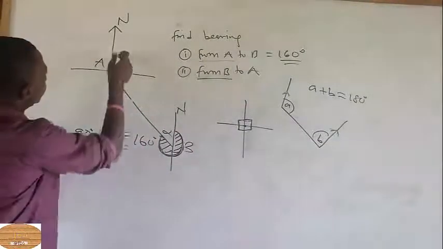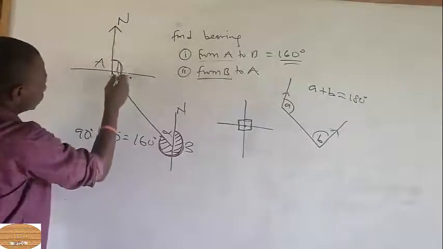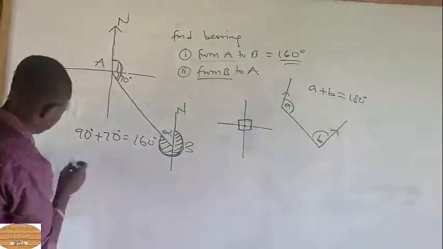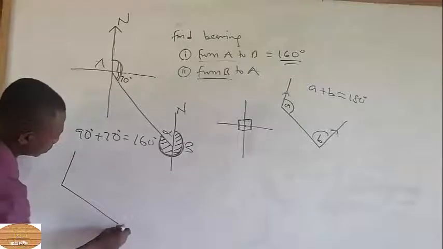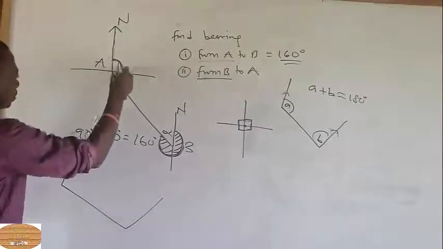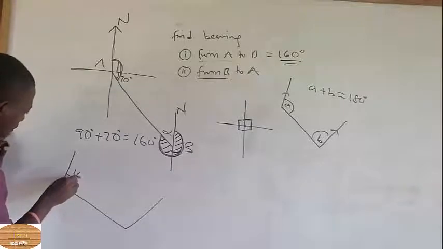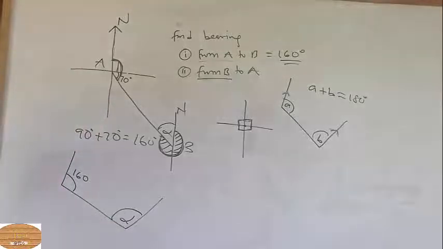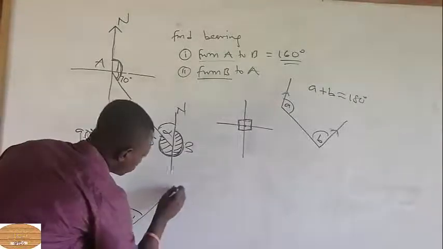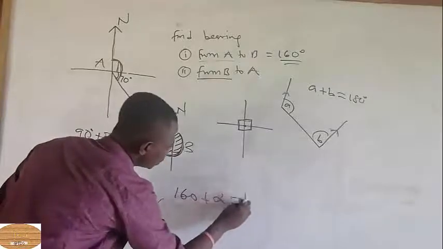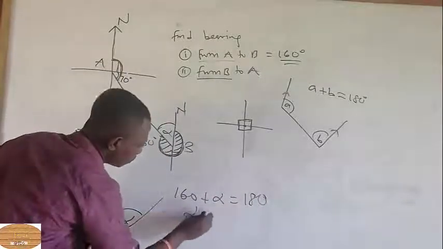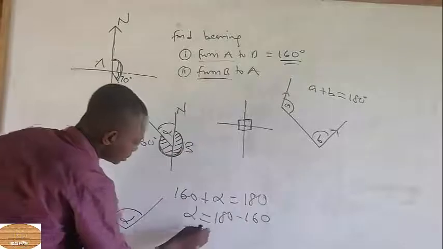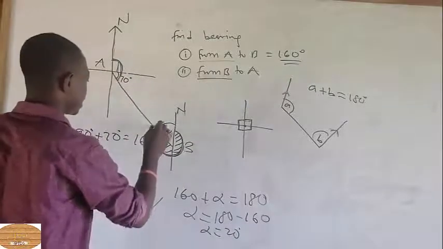Okay, so let's draw this line. So we have our north here. From this side to this is 160 degrees. So we are going to calculate this angle, that is alpha. 160 plus alpha will give you 180 degrees, so alpha is 180 minus 160, which is 20 degrees. So this side is 20 degrees.